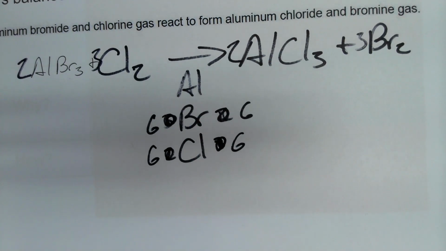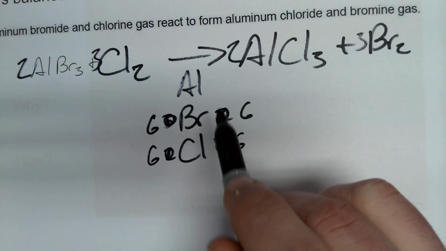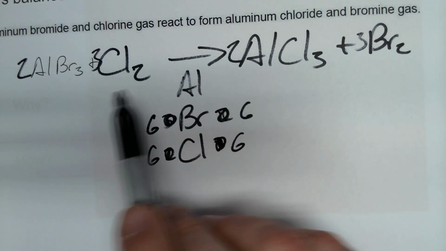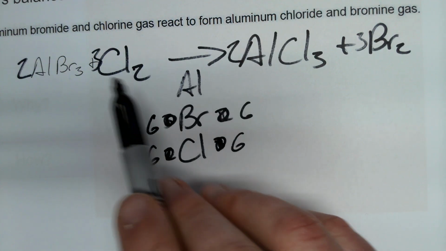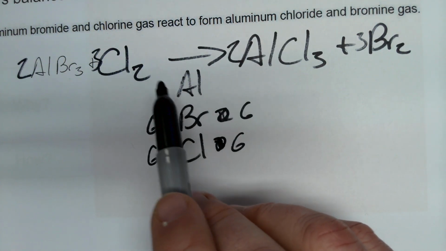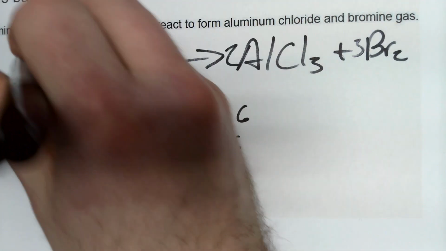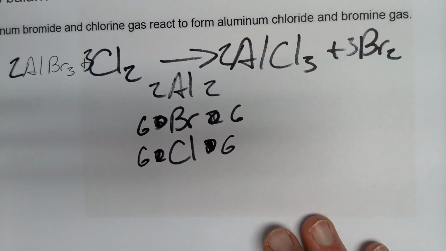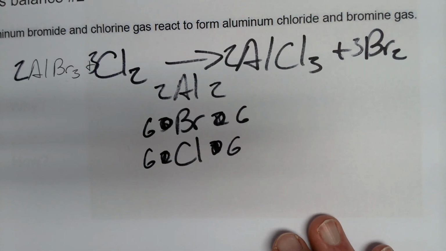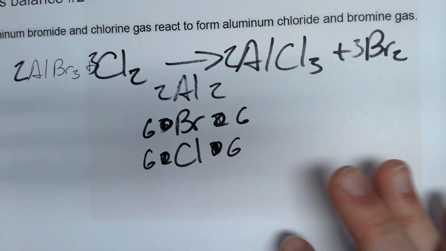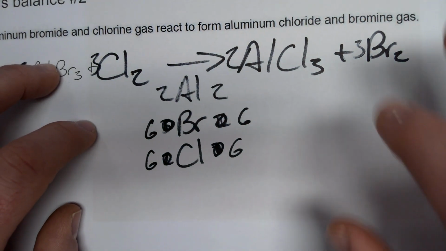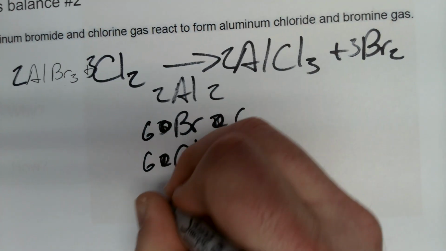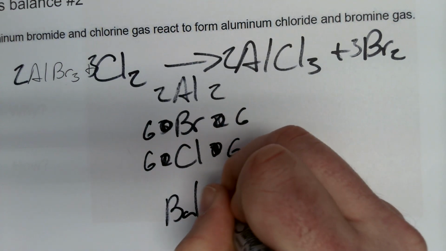All right, now once I've gotten chlorine, I go back. I didn't change anything. I didn't change my bromine. My bromine all lined up. Now I look at my aluminum. I have 2 aluminum on one side. I have 2 aluminum on the other side. Is my equation now balanced? Whatever I started off with over my reactant side, does it now equal my product side? Absolutely. We are now balanced.